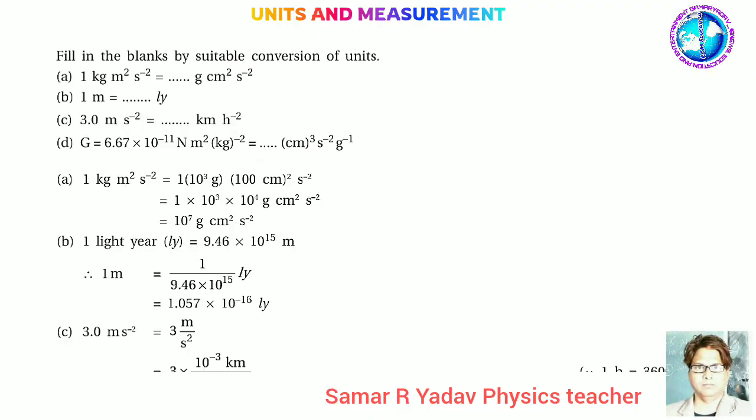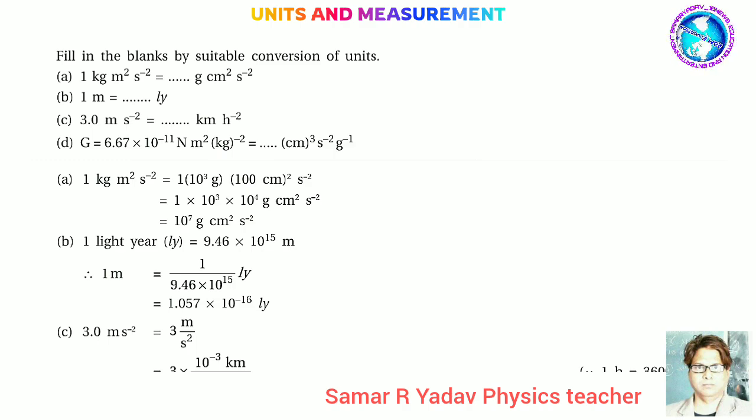Fill in the blanks by suitable conversion of unit. A: 1 kilogram meter square second raised to minus 2 is equal to dash gram centimeter square second raised to minus 2. B: 1 meter is equal to dash light year. C: 3.0 meter per second square is equal to dash kilometer per hour square. D: G is equal to 6.67 times 10 power minus 11 Newton meter square upon kg square is equal to dash centimeter cube second raised to minus 2 gram raised to minus 1.